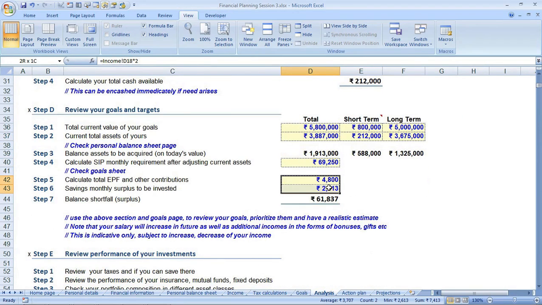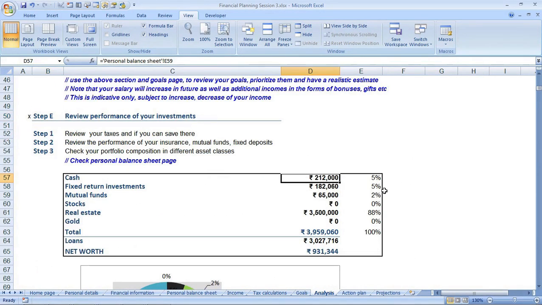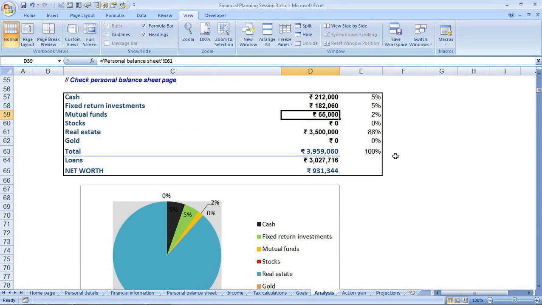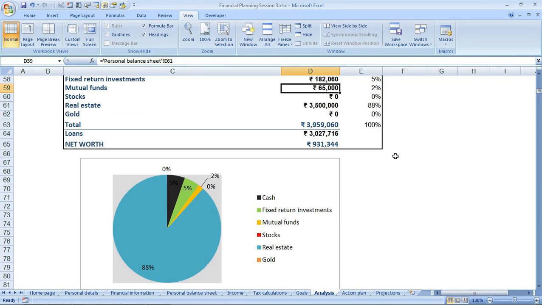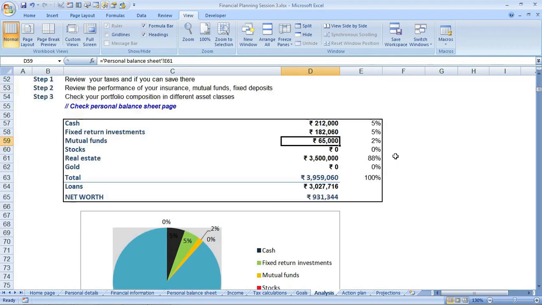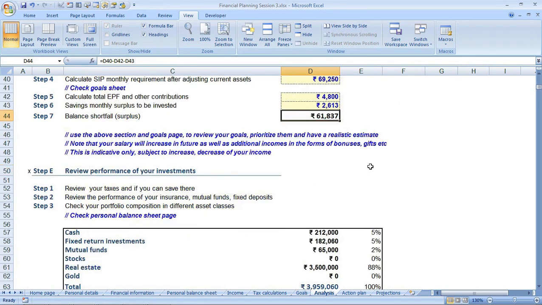So that 10k, along with another 17,000, he would be able to invest. And the final step is the review of performance of your investments. His portfolio currently is cash 5%, then fixed rate investment 2%. Basically he has loans and real estate, so that's it. He doesn't have any other portfolio to analyze, nor does he have any income to build his portfolio further.